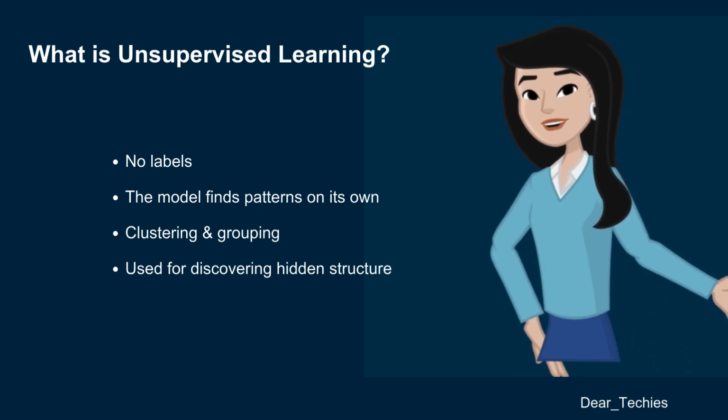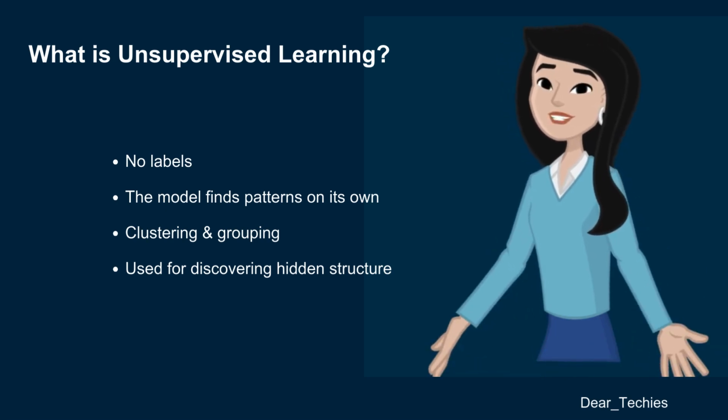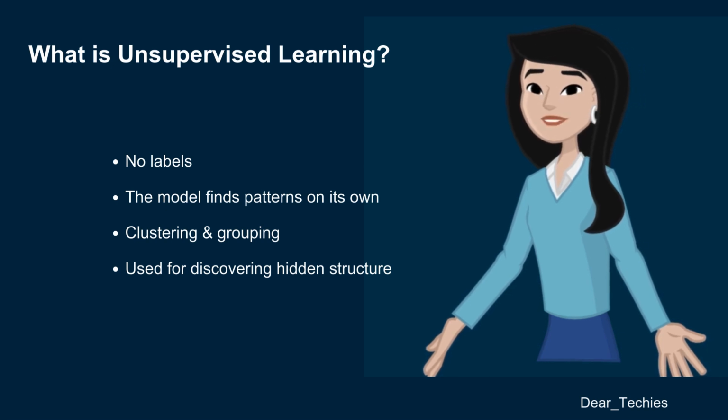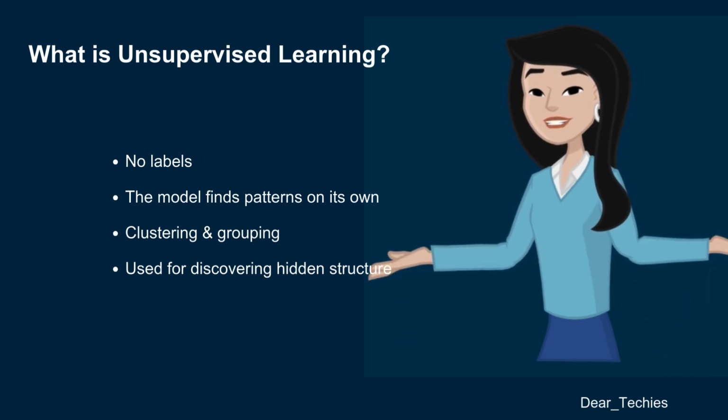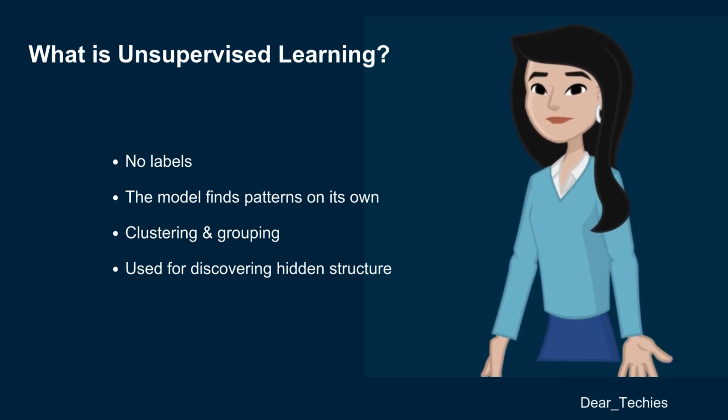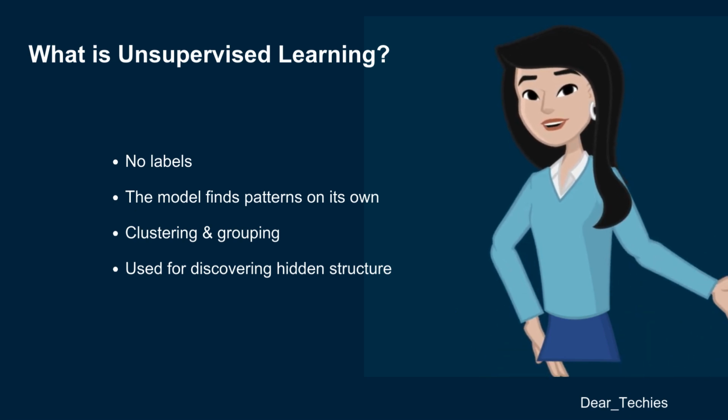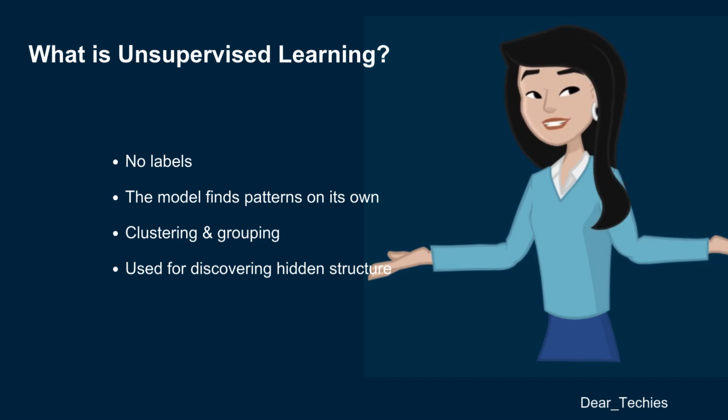Unsupervised learning does not use labels. The model only gets raw data and must discover patterns by itself. It finds similarities, groups, clusters, and hidden structures. This is used when we have data but no predefined answers.